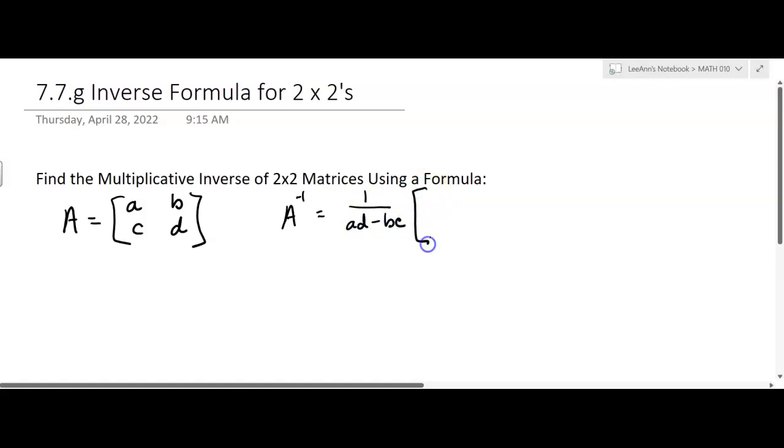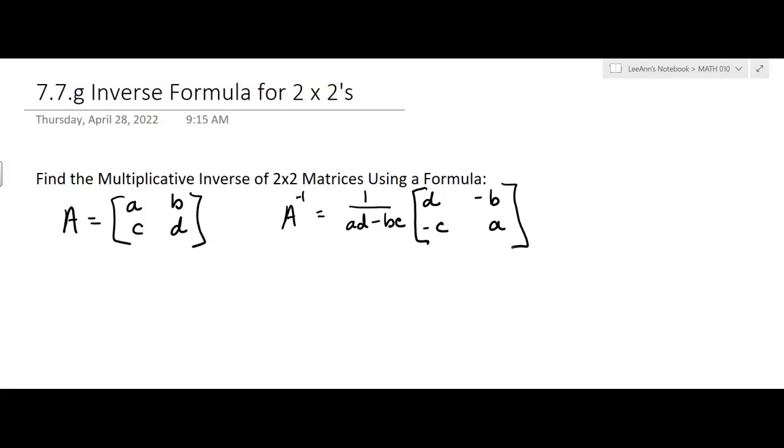And then it has a matrix, and the matrix is D, negative B, negative C, A. That's the formula. So how are you going to remember that formula? Well, you can put it on your note sheet, but the thing is you've got to be able to use it. So let me explain a little bit where things are coming from.